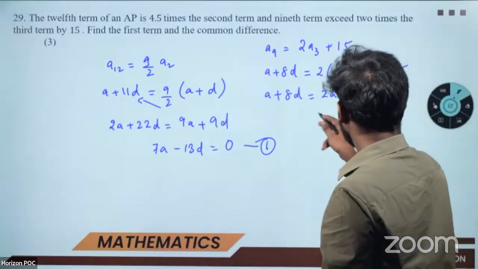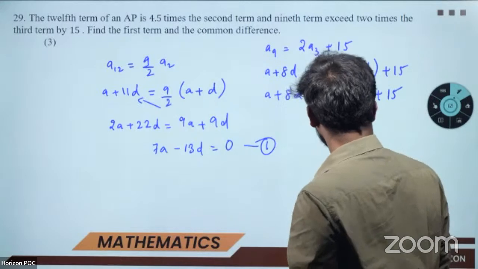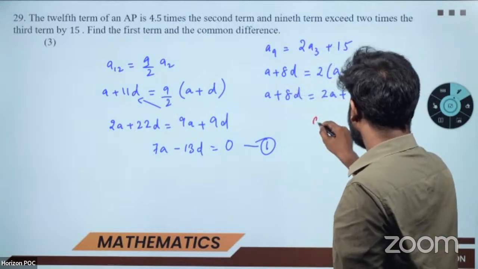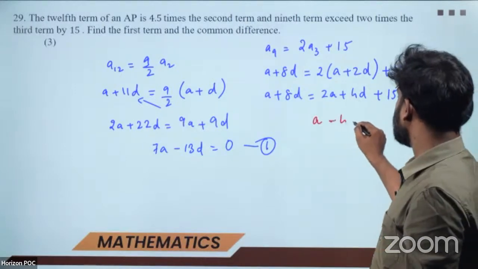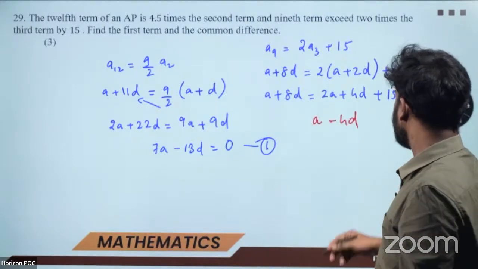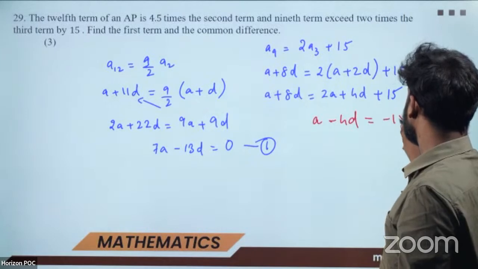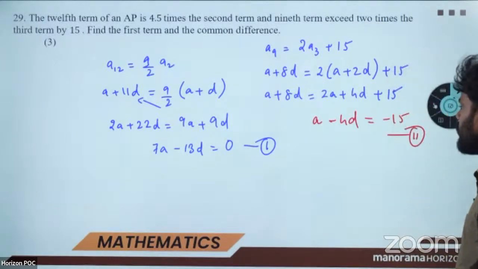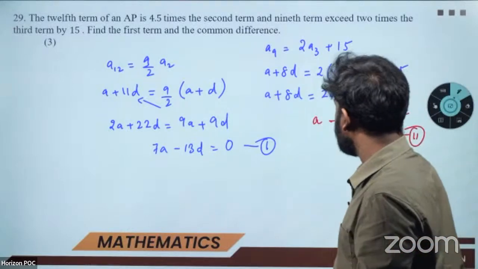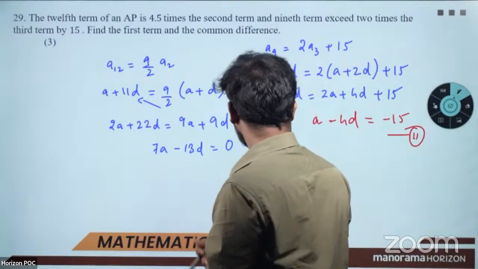Okay. Now, if I take everything to the left side, I get 2A minus A will be A. 4D minus 8D will be minus 4D. Take the 15 to the left side, you get minus 15. So this is the second equation. So you have 7A minus 13D is equal to 0, one equation. A minus 4D is equal to minus 15, another equation. Okay. Equate these two and find out the values.